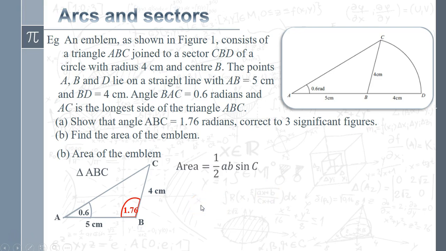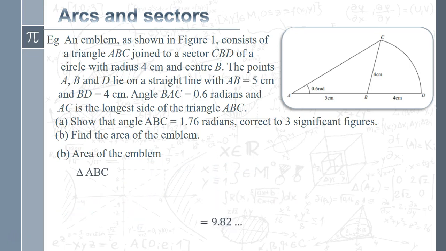Half AB sine C, again working in radians with the 1.76 we got from the first part of the question. So that's why part A was a show that. So that still allows you to do part B. So we've got half times 5 times 4 times the sine of 1.76. So the area of our triangle is going to be 9.82 centimeters squared.